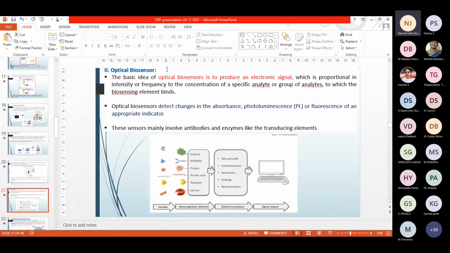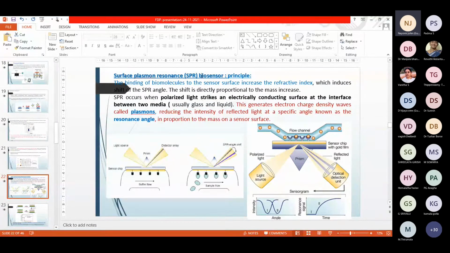Coming to the other type of biosensors, optical biosensors work on the principle of the electronic signal. Here there is a list, for example, surface plasmon resonance, interferometers, resonators and gratings. We'll just quickly move on. This is a very important biosensor, the surface plasmon resonance biosensor. The principle is like this. You can see here a gold film, that is the electrically conducting material.